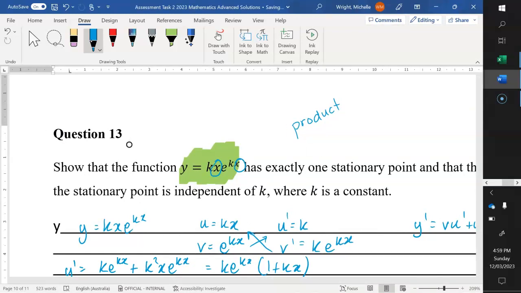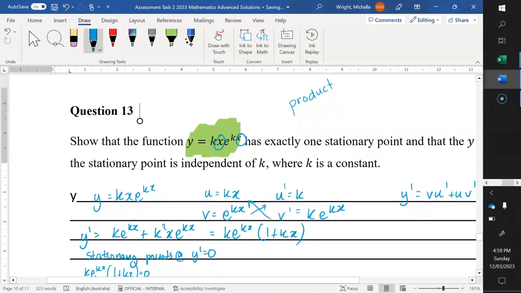So I'm going to let u equal kx, my first 2 parts. Therefore, u dash is k. My v is going to be e to the kx, so v dash is k e to the kx. Popping it into the product rule. The product rule is on your formula sheet. You write it down and you substitute it in.